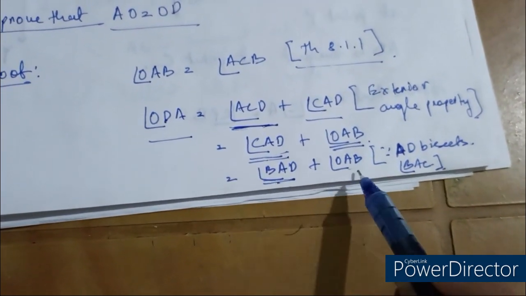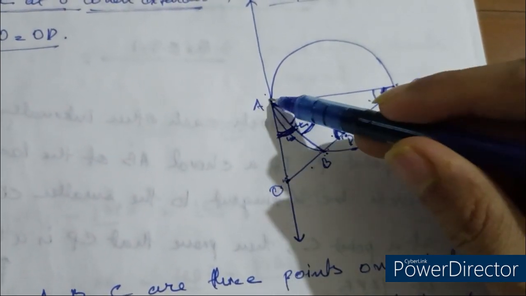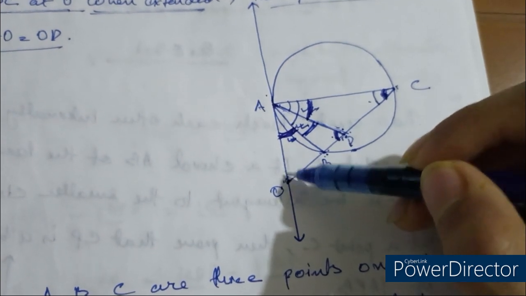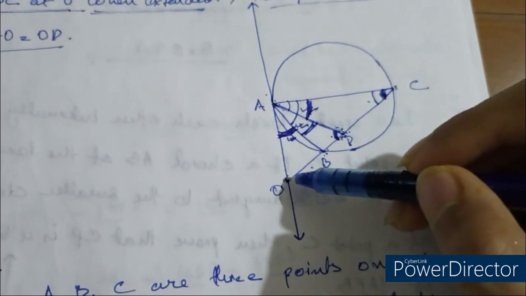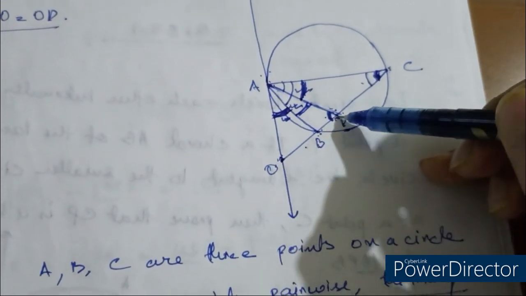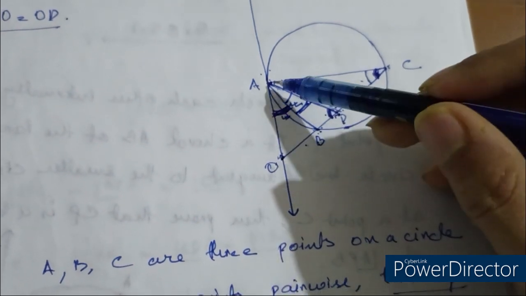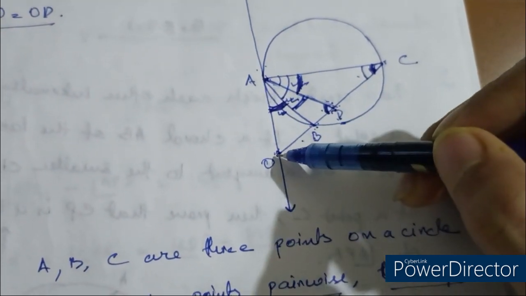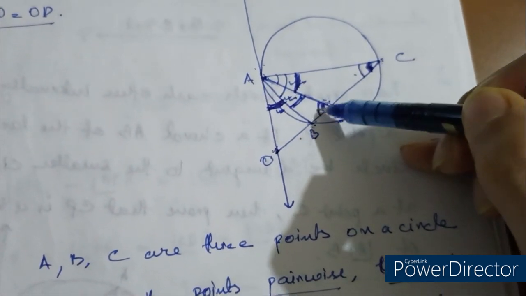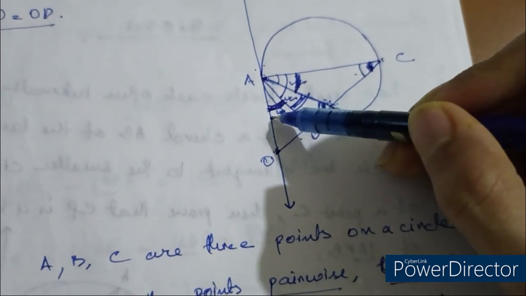Now in here you see BAD plus OAB, this angle plus this angle, what became? I got OAD. Yes, so therefore I got that ODA is equal to OAD. ODA, this angle is equal to this whole angle I got. Yes, this angle is equal to this angle.